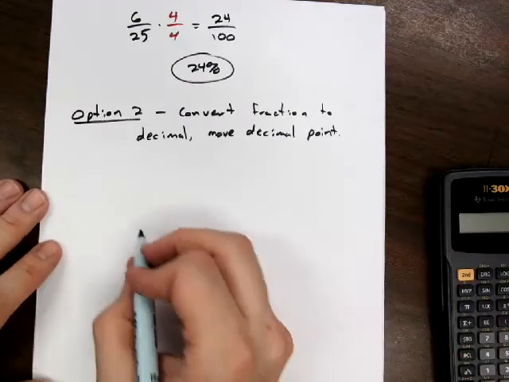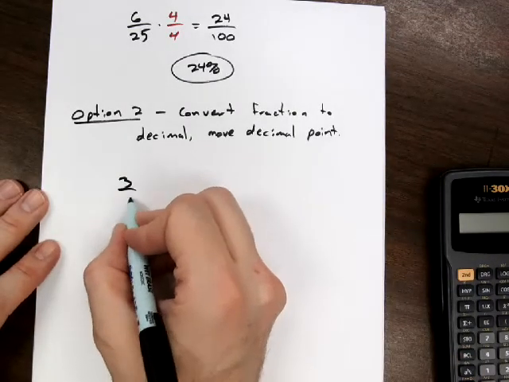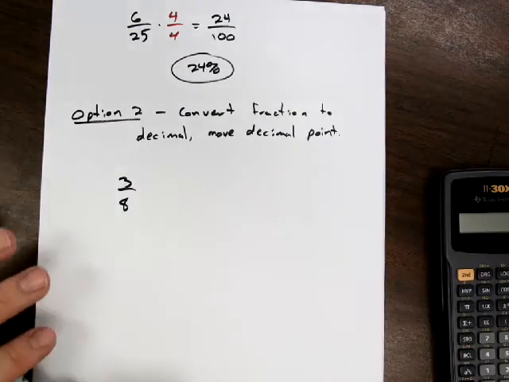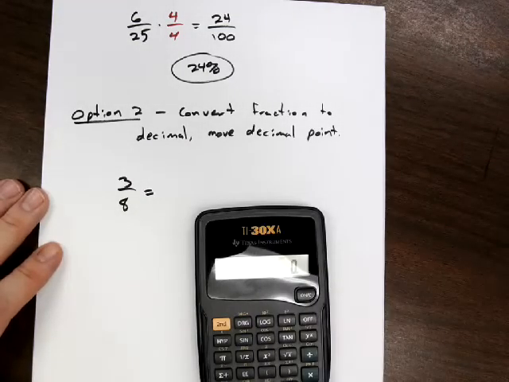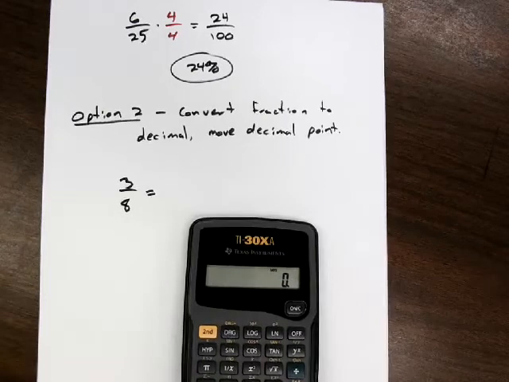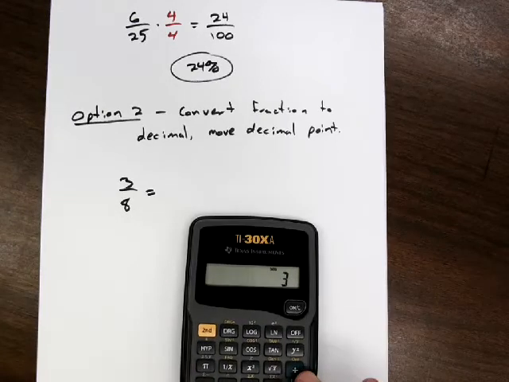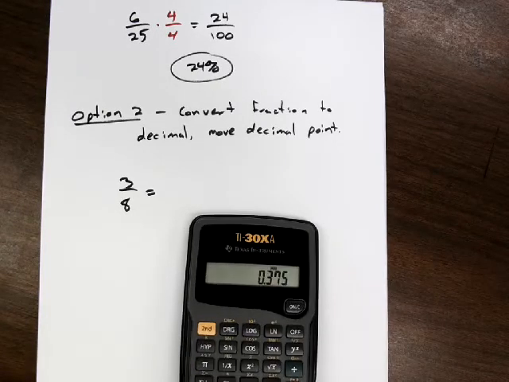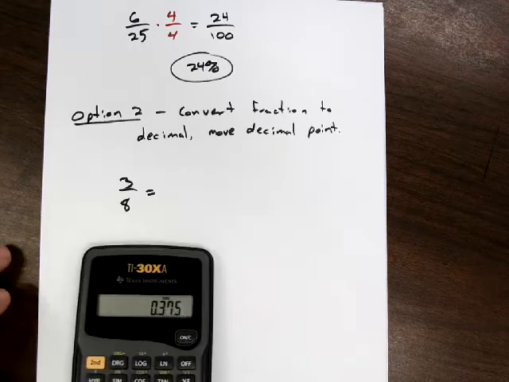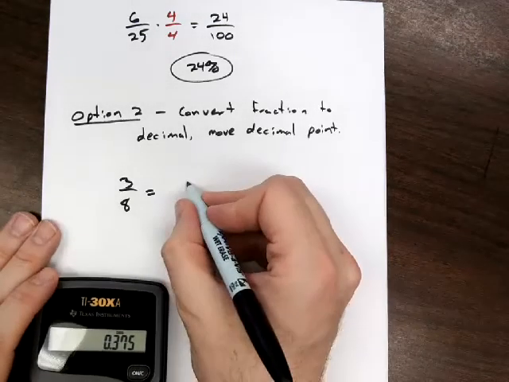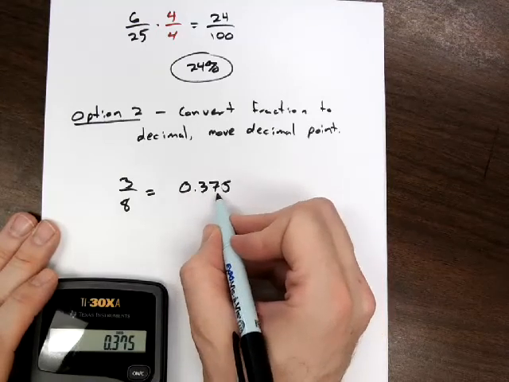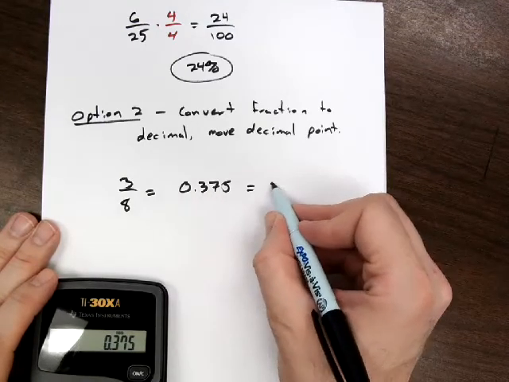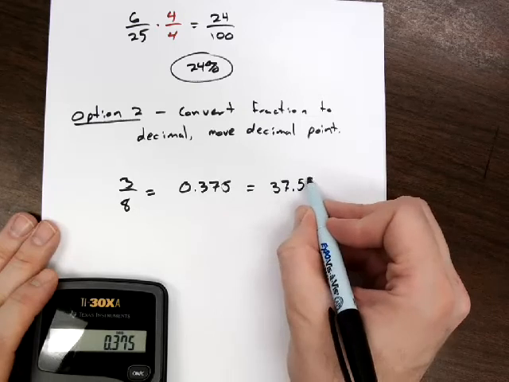So, say I've got something like 3/8, and 3/8 is going to be equal to, and if you don't happen to remember off the top of your head what 3/8 is, just do 3 divided by 8. That's 0.375 or 375 thousandths. I would move that decimal point 2 spots over. It would be 37.5%.